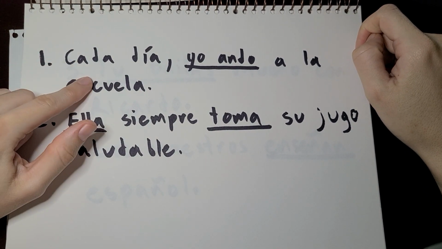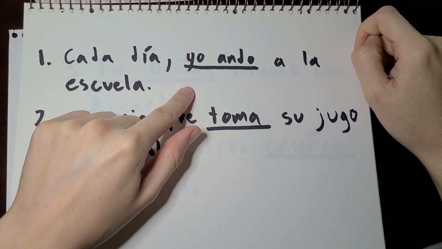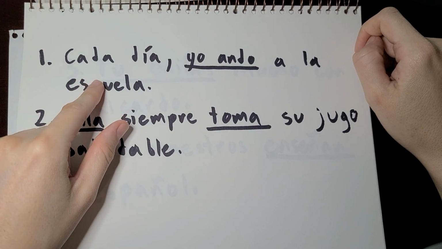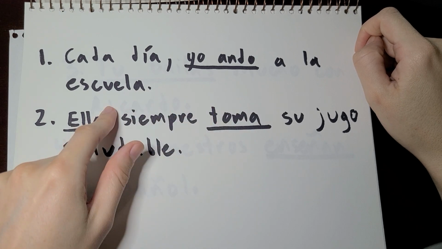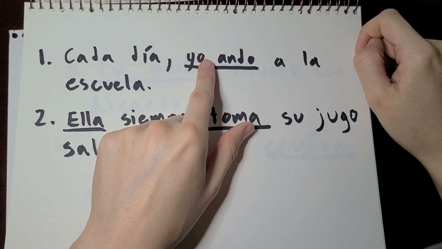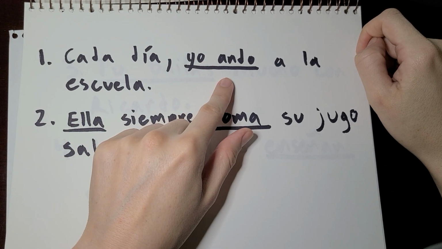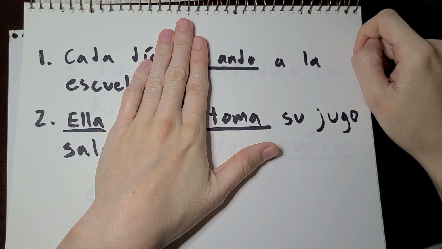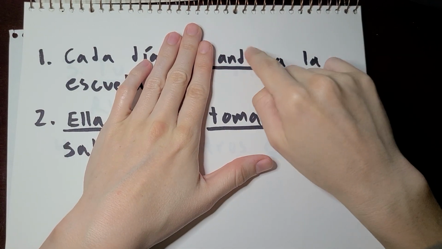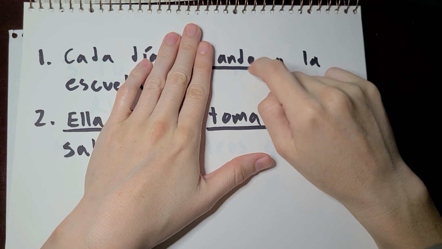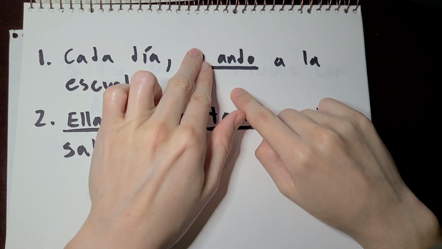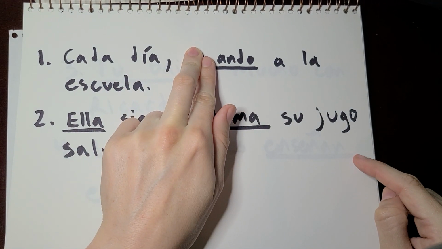Example 1. Cada día, every day, yo ando, I walk, a la escuela, to school. Every day, I walk to school. Cada día, yo ando a la escuela. Andar means to walk. To say I walk, it became ando. The yo is not necessary here. You can have it, it's fine to have it. But because in Spanish, this word by itself gives us all the information we need, who did it and when they did it, the yo is not necessary if you don't want to. Without this, it would be the same. Cada día ando a la escuela.